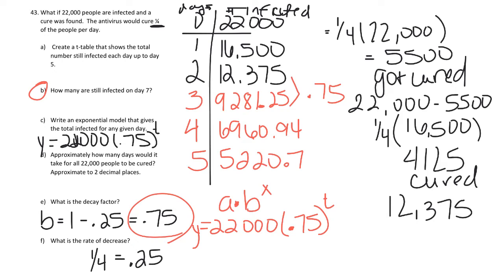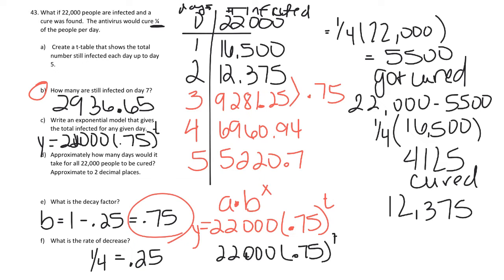And then that kind of helps us. Now I can plug 7 into that. So let's plug in 7: 22,000 times 0.75 to the 7. And that's day 7, 2,936.5 people are still infected.